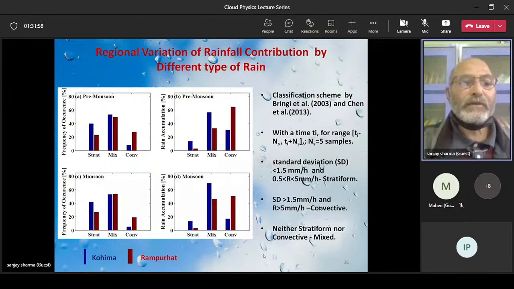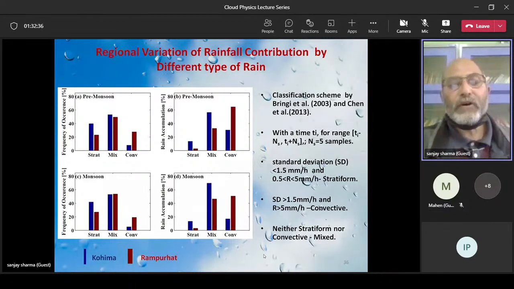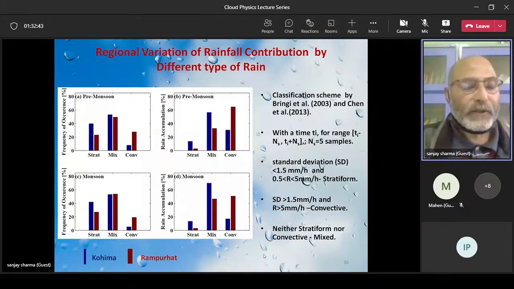We observed that during both pre-monsoon as well as monsoon season, the occurrence as well as rainfall for stratiform rain is more over Kohima. We can see blue is always more than the red one for stratiform. But for convective, it is more in Rampurhat compared to Kohima. Similarly, accumulation also shows the same. The convective rainfall is more in Rampurhat, and the stratiform rain is more in Kohima.